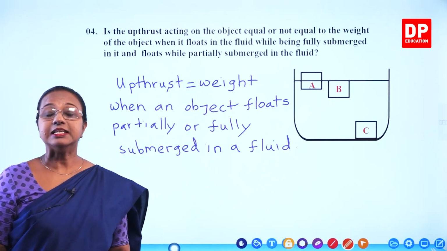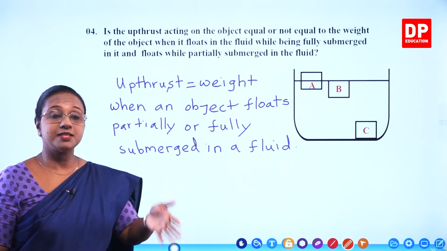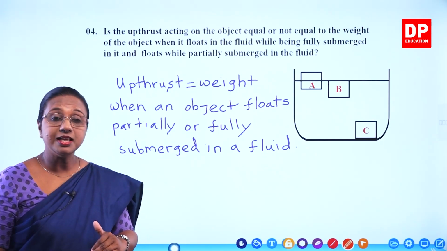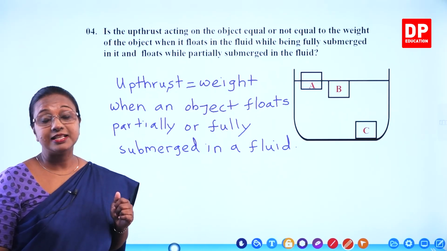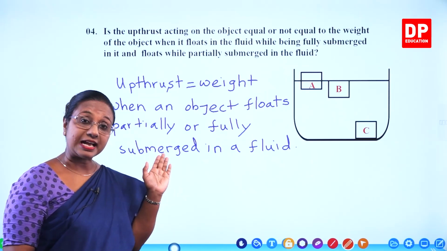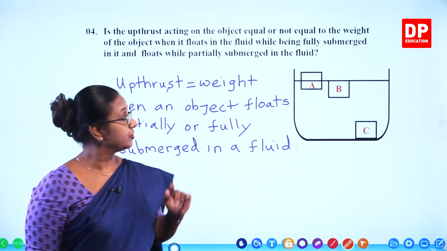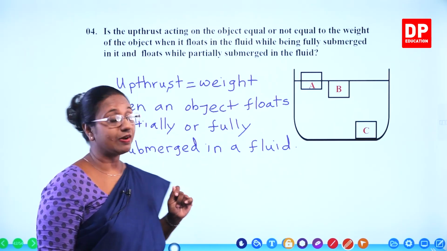So, that is the relationship. If the object is floating, the weight is equal to upthrust. If the object sinks in the liquid, the weight is greater than the upthrust. So, these are conclusions that we got from the activity. So, you all know to apply them here. With that, students, I will move on to the next one.